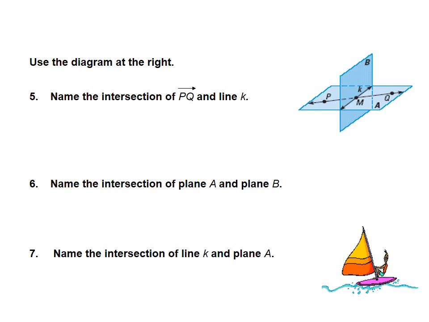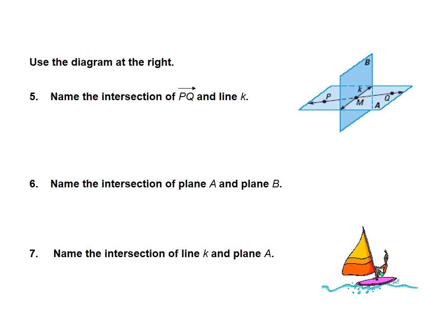Notice the line PQ. Which plane do you think it's on? It's only on plane A. It's passing through plane B. Look at line K. Which plane do you think that's on? It's on both planes. How about point M? It's also on both planes.